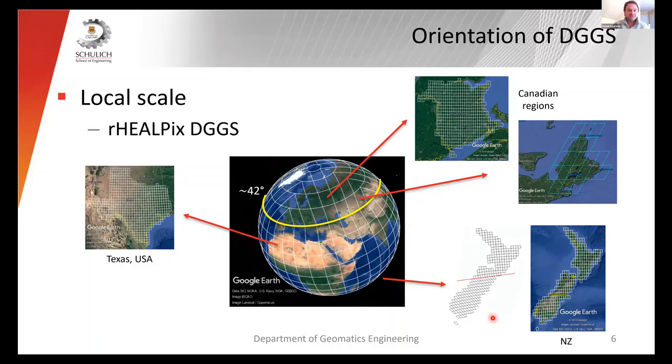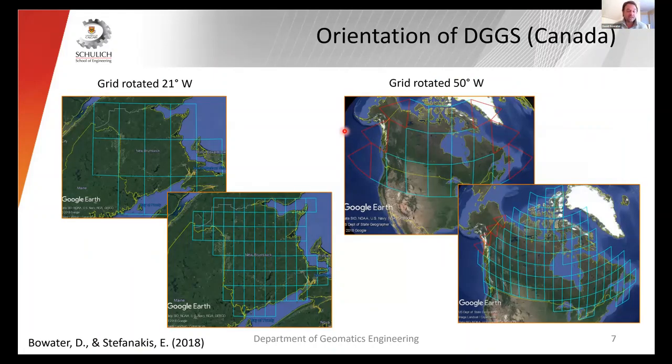So what we showed was that, in fact, you can rotate the RHLPX DGGS to suit different regions at a local scale. We were interested in Canada specifically, and we showed that for smaller regions, such as the province of New Brunswick, we could in fact create north-south aligned quadrilateral grids. But for Canada as a whole, because of the large east-west extent, we would always have to face the different orientation of quad cells, although we could shift triangular dart cells to the Alaskan border, let's say.